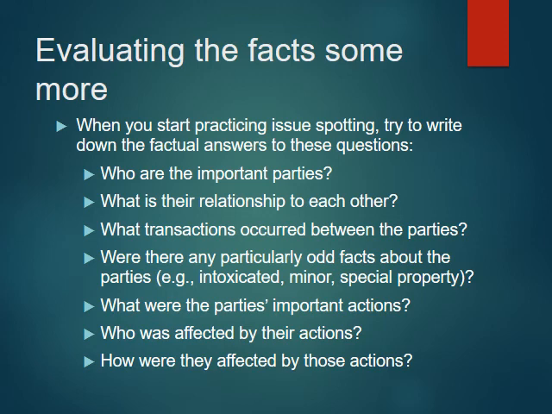All right. So who are the important parties? You have to know that very early in the fact pattern. What's the relationship between the parties? What transactions occurred? Are there really odd facts? For example, if somebody is intoxicated in a law school exam question, it's almost always relevant, right? If somebody's a minor, there's special property, unique property, for example.